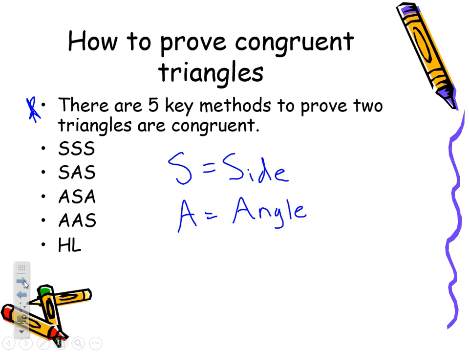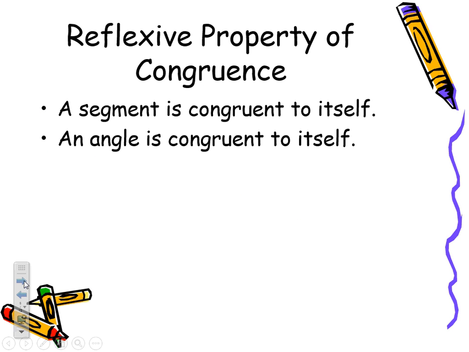Today we're going to talk about SSS and SAS. Now this is very, very important. Make sure you write this down. The reflexive property of congruency. It's a segment that is congruent to itself or an angle that is congruent to itself. So if we look at this, here are some examples. So get all of this page written down.